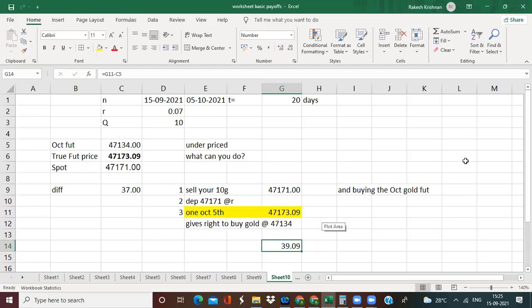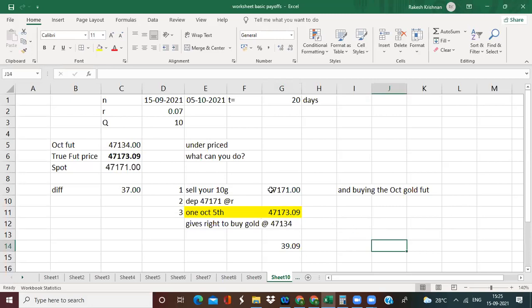So what happens is, when the futures price tends to be above or below the theoretical price, any one of us can intervene in the market and take this free lunch. This is called the arbitrage process. When you take this free lunch, the course of action is you are selling the gold and buying the futures.